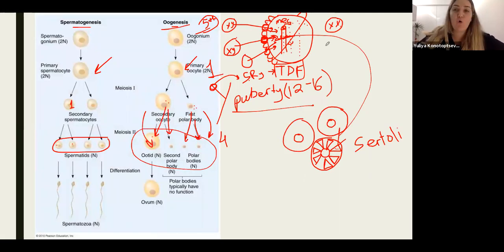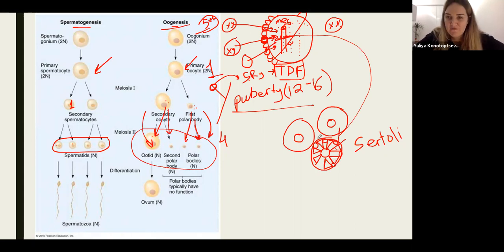I repeat, you call them PGCs in the sex cord. The moment you're hitting puberty, the moment these sex cords become seminiferous tubules, PGCs change their name. They're becoming spermatogonia. Where are my spermatogonia sitting? They're sitting between Sertoli cells. Right between them, right here, I'm gonna have a bunch of spermatogonia just sitting there.